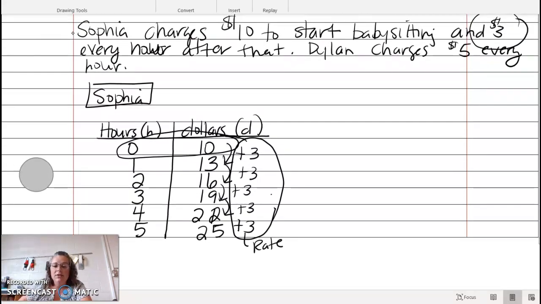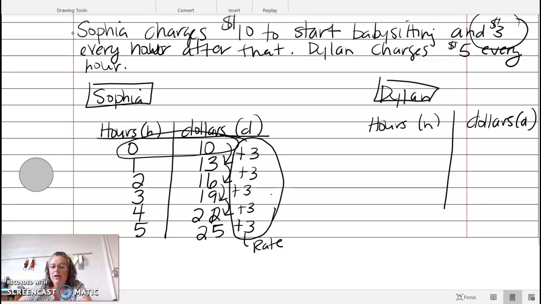Okay, let's look at Dylan. His hours versus dollars earned. Put D for dollars. All right, so Dylan, if he doesn't work at all, he's only getting $5 every hour. If he doesn't work any hours, he's not going to get anything. So right now, Sophia probably has the better deal. All right, 1 hour, he gets $5. 2 hours, 2 5s, which give me 10.